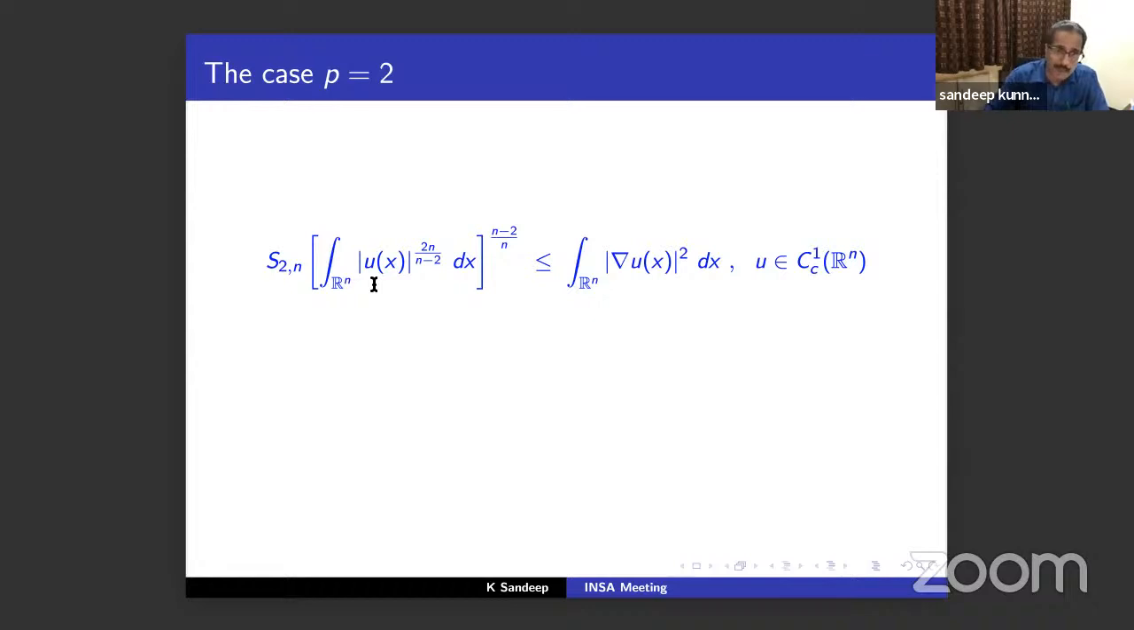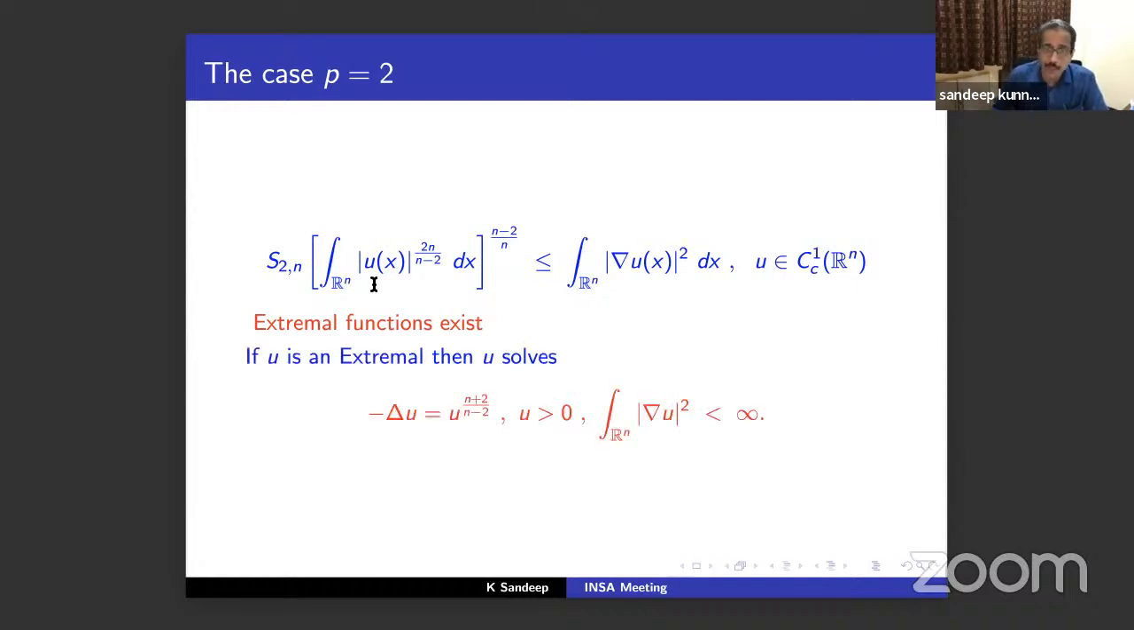Now this inequality also has a lot of implications, and it is connected with various PDEs coming from differential geometry. For this inequality, you can show that the extremal functions exist. In fact, if you take an extremal of this inequality, then there will be an associated Euler-Lagrange equation, and it solves this kind of equation: minus Laplacian of u is equal to u to the power (n+2)/(n-2), with u positive, and the integral over Rn of the gradient of u squared is finite. So if u is an extremal of this, then it solves this partial differential equation.